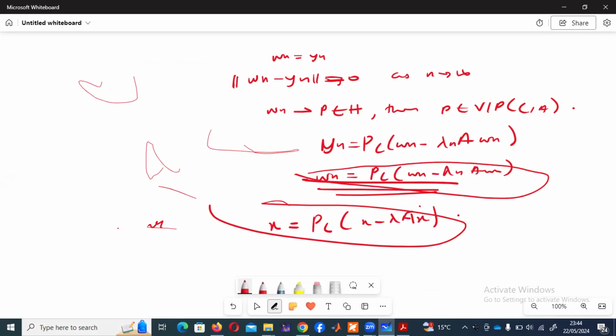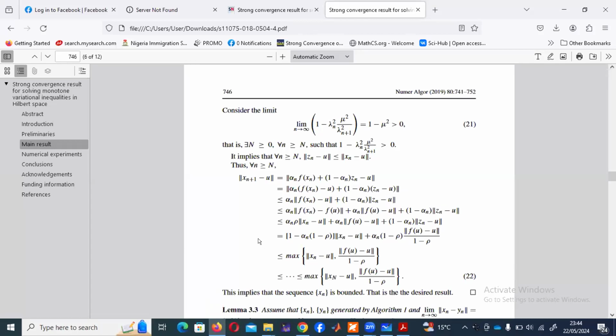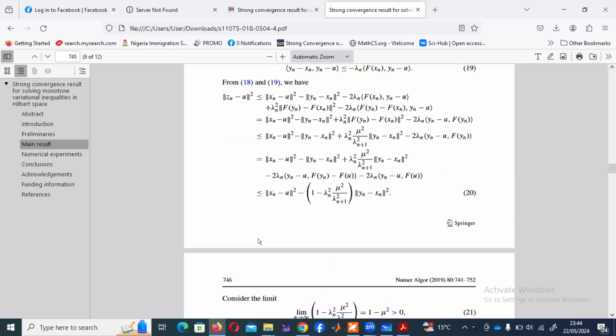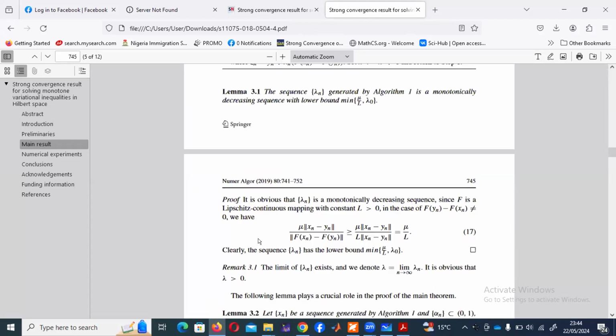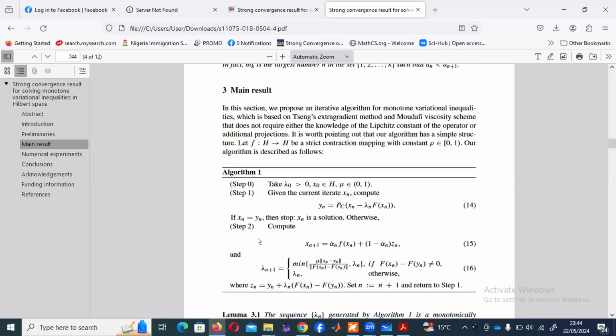That's why you see the condition in the algorithm that if xn equals yn, then stop. You're going to see that here. If xn equals yn, then stop. You've already arrived at the solution. So to get a solution of the variational inequality, I need the key limit of yn minus xn to go to 0.